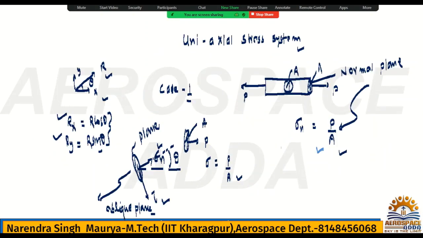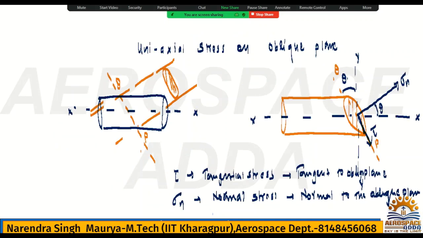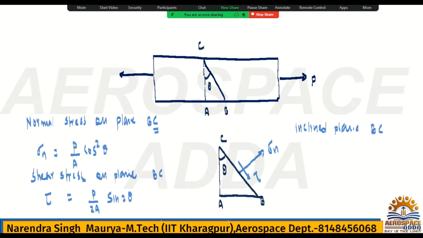So for the normal plane, only normal stress you will get, and the shear stress should be 0. But for the inclined plane, or oblique plane, sigma n will not be 0, and in fact tau will not be 0. There will be a value. Hope this one is clear to you. So this result I have given directly. You need to remember this result.